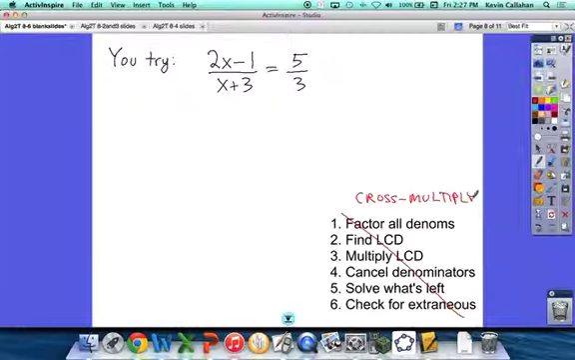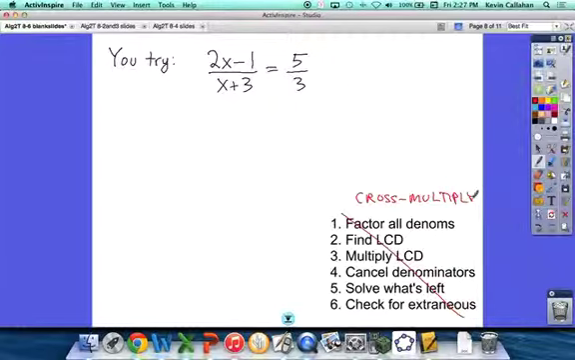Get it? I don't even remember. 5x plus 15, 6x plus 3. Yep. You get it? Yes. Curtis? What's that say? No. What is this? I can't hardly read this.